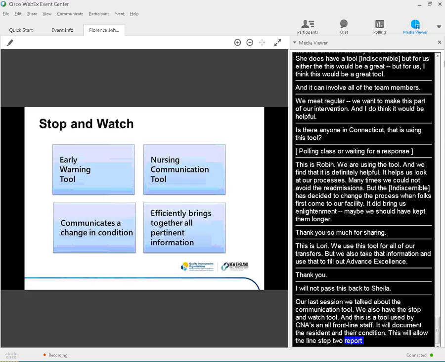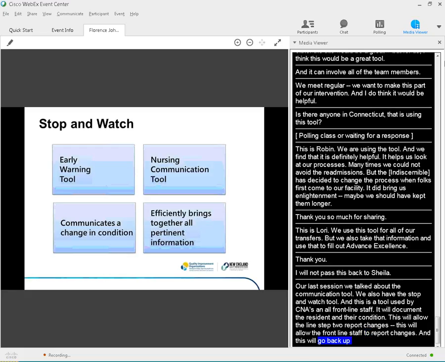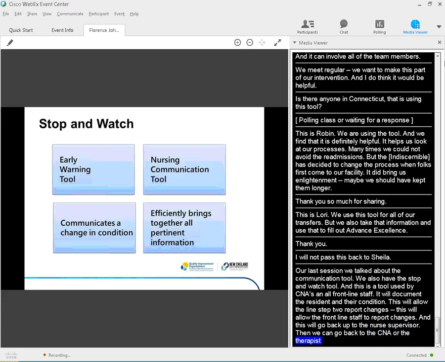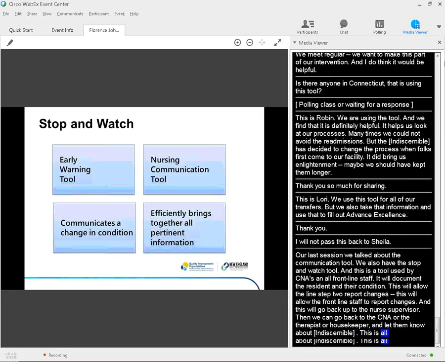It also provides a loop where the CNA can report back up to the nurse and the nursing supervisor some observations, have the patient assessed, and then hopefully that information will go back to the CNA, housekeeper, or rec therapist as to what was determined about those subtle changes. So I hear that CNAs will report things like the resident seems more tired, less interested in activities, eating poorly, things like that. So this is a pretty powerful tool, and it usually generates some interesting stories.